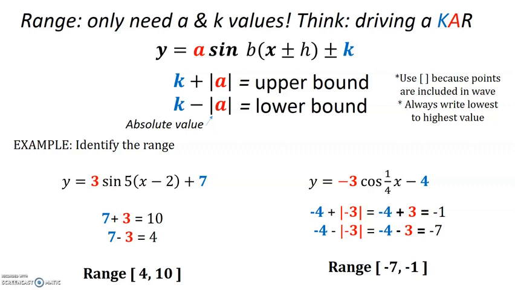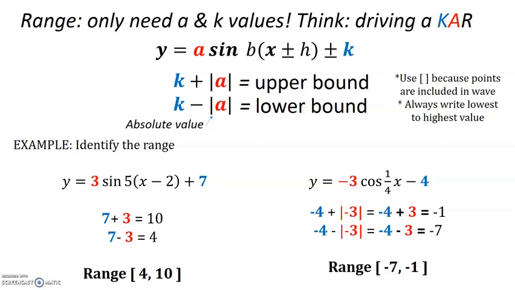Okay, so for example here, if I have y equals 3 times sine of 5, x minus 2 plus 7, I identify my a and my k value. So I start with my k value. Here my k value is 7, so I'm writing 7 twice, and then I'm going to add 3, but I'm also going to subtract 3. So that means that my range, therefore, is [4, 10], included with my brackets.